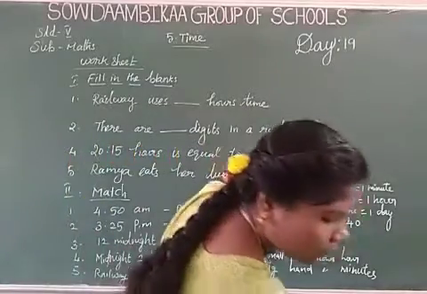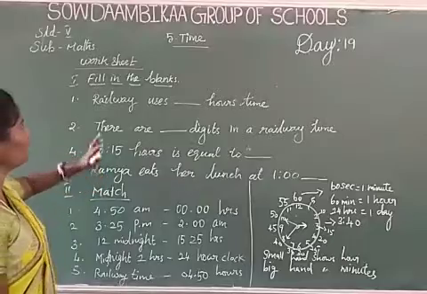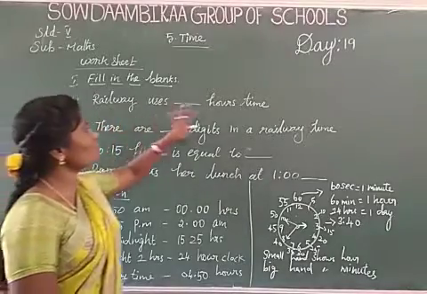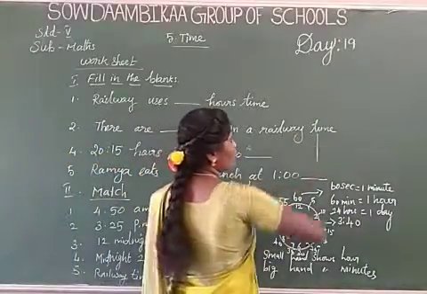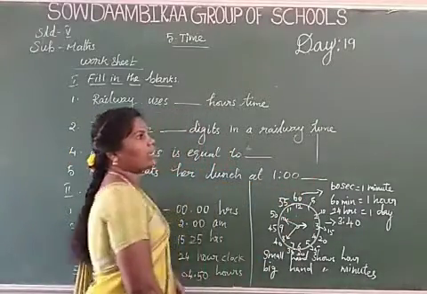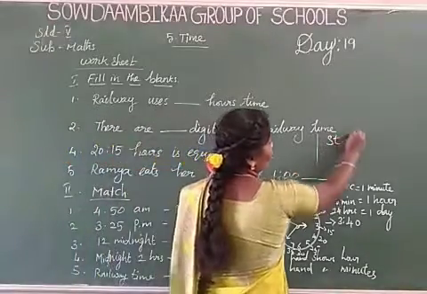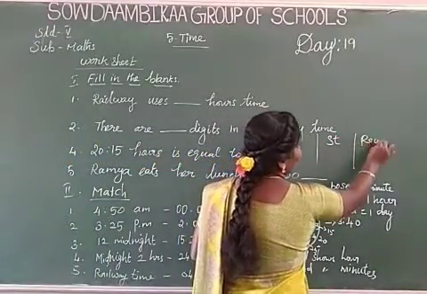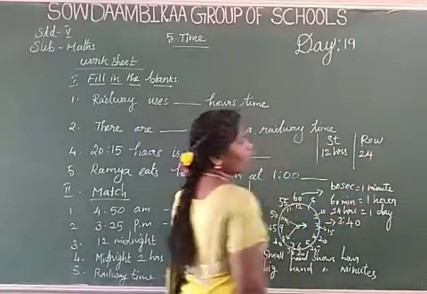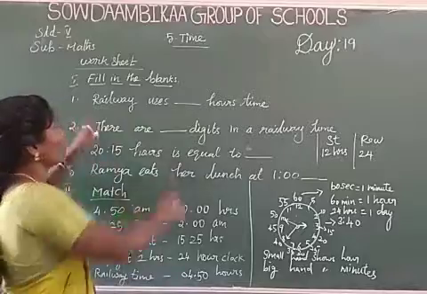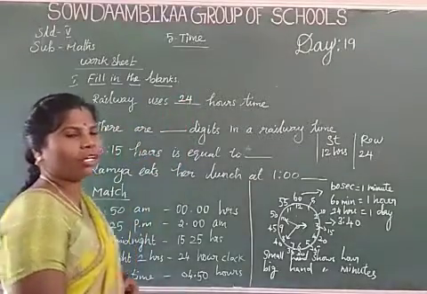Now come to the point. First one, fill in the blanks. Railway uses dash hours time. Already in the last class, there are two types of time: standard time and railway time. The standard time is a 12 hours clock, railway time is a 24 hours clock. So railway uses 24 hours time.